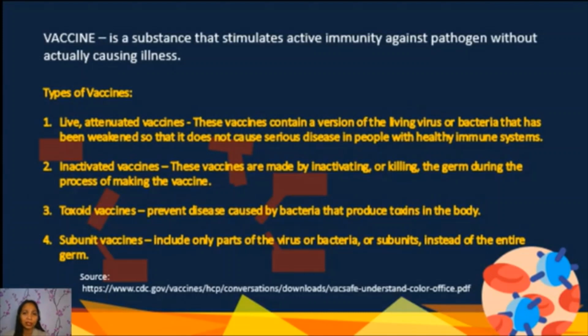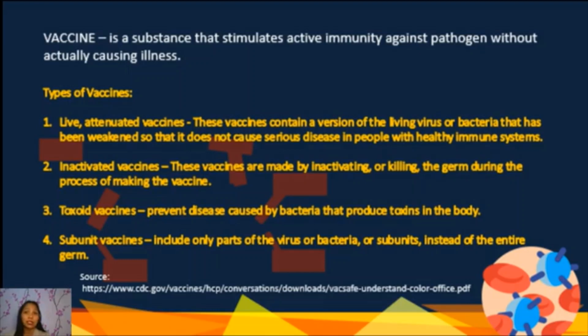So what is a vaccine? A vaccine is a substance that stimulates active immunity against pathogens without actually causing illness. The vaccine consists of antigens that teach the recipient's immune system to recognize a pathogen. There are several types of vaccines.